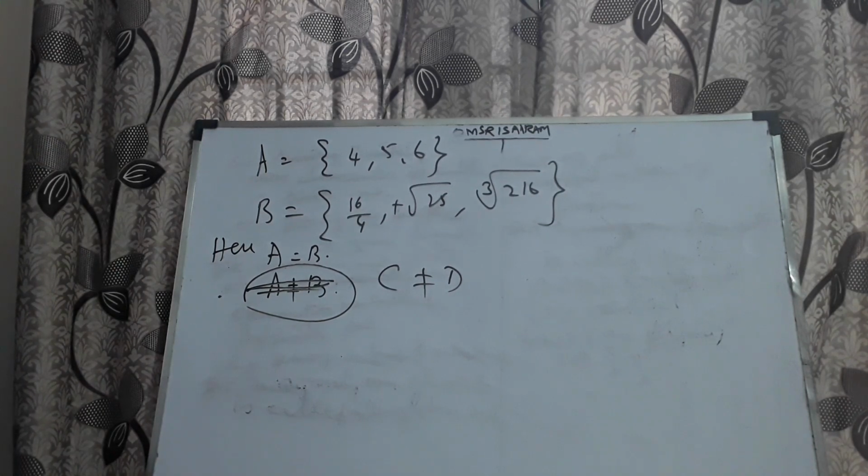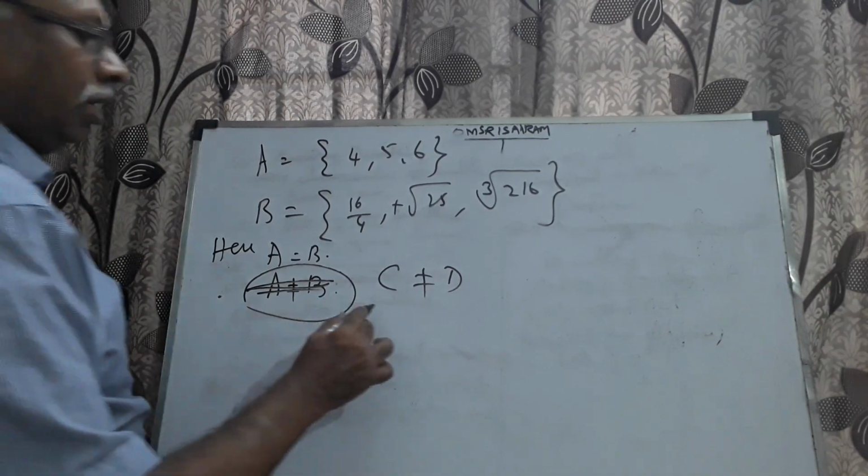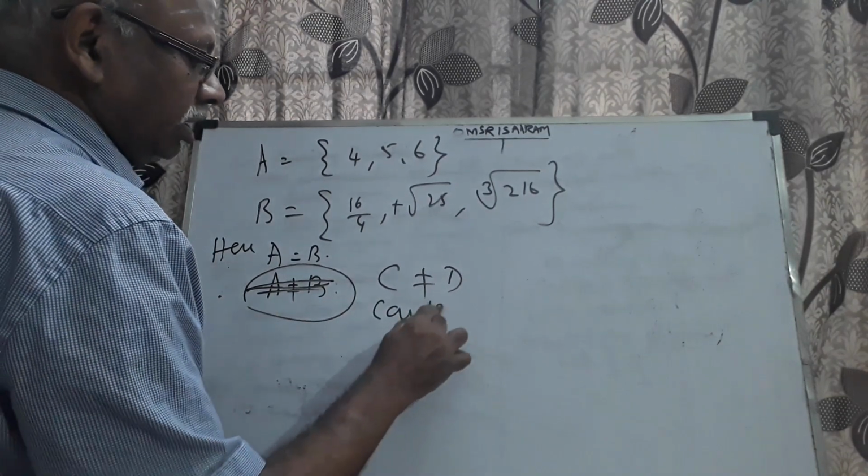Okay, two sets having the same number of elements are said to be equivalent sets. Number of elements in general is called cardinality, the cardinality of a set.